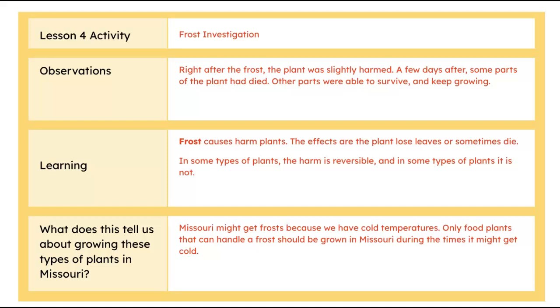During the discussion, you will fill out the Lesson 4 summary chart to keep track of the class's ideas. Invite students to use cause and effect in the discussion and remind them about cause and effect by asking why scientists use it to help them. From the discussion, students should understand that Missouri might get frosts because we have cold temperatures. Only food plants that can handle a frost should be grown in Missouri during the times it might get cold.